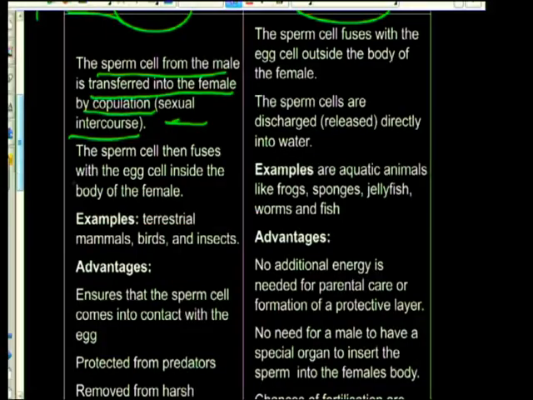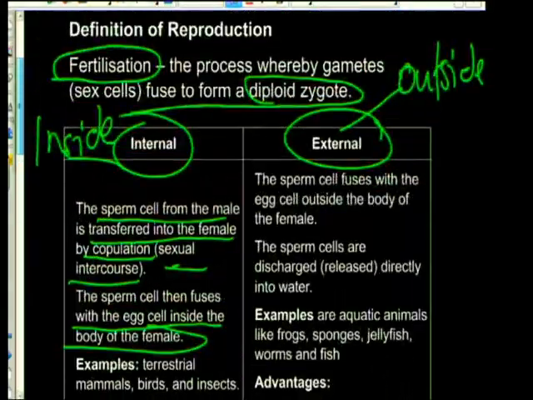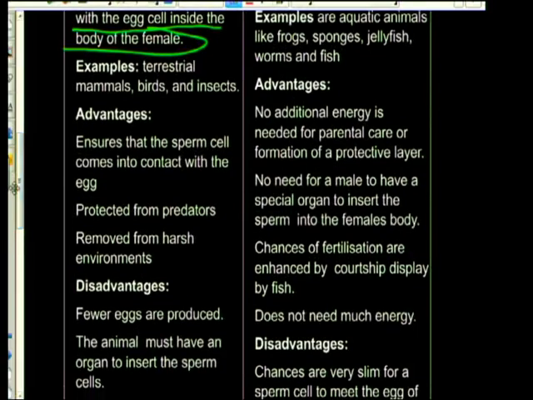And in this way, when this is done for fertilization, then obviously the sperm are deposited into the female's body. So the sperm cells then fuse with the egg cell inside the body of the female. Internal fertilization, and our big word was inside. Where inside? The female's body. Examples of this are mainly terrestrial mammals, all the mammals that live on land, most of them, birds, and many insects as well. So you and I also, we display internal fertilization.